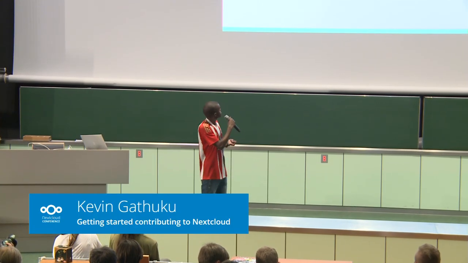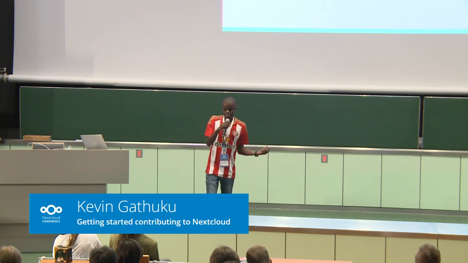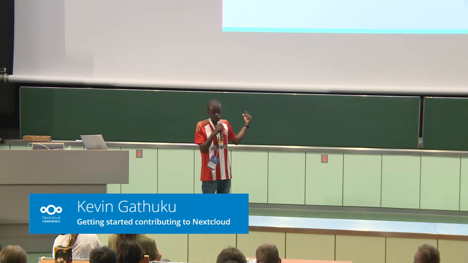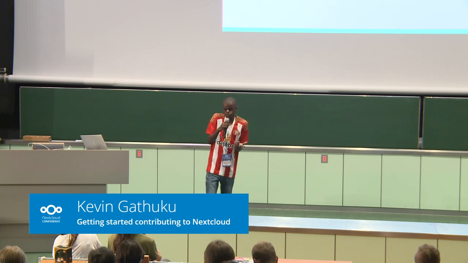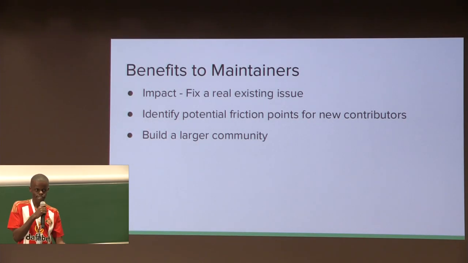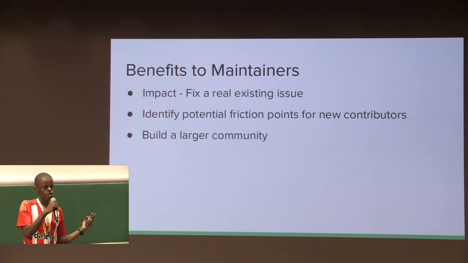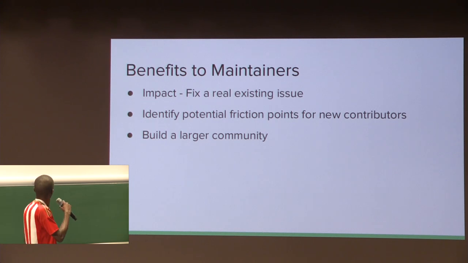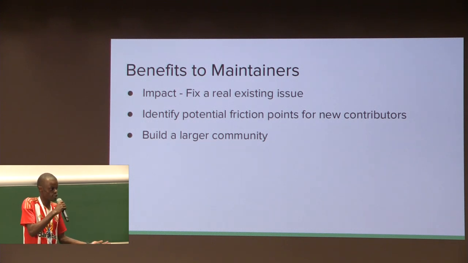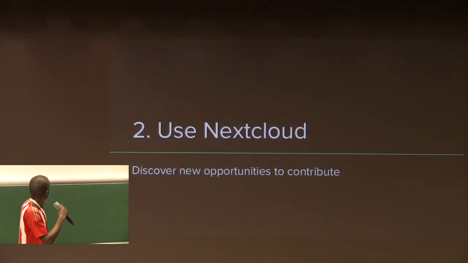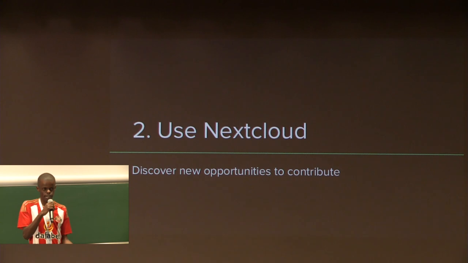Benefits to the maintainers: it's a real existing issue, that's why it's on GitHub, so if you fix it, it helps. They are also able to see what things prevent new contributors from starting. Maintainers have been doing this for quite a while, so they get the perspective of how it feels for a person who's totally new to start contributing. And it builds a larger community. For example, I said there are 82 issues, which means 82 potential new contributors, and it's good for the community to have more contributors. So the second point is to actually use Nextcloud yourself.